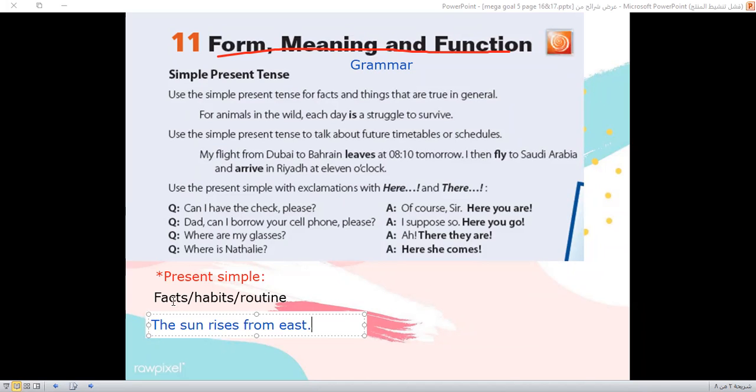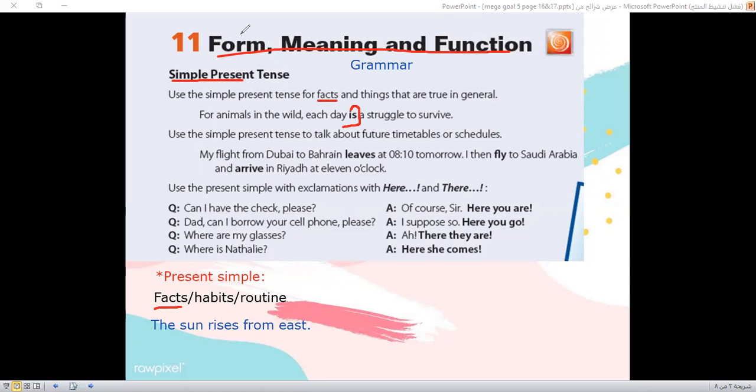A fact. Also here, for animals in the wild, each day is a struggle to survive. Here, the sentence is in the present simple. And the main verb is... sometimes it is going to be a helping verb and sometimes it could be a main verb. This main verb here is in the present simple, and also it's a fact. Also here, the sun rises from the east is a fact.